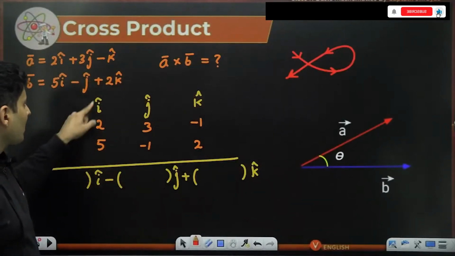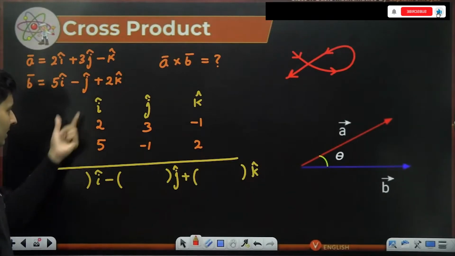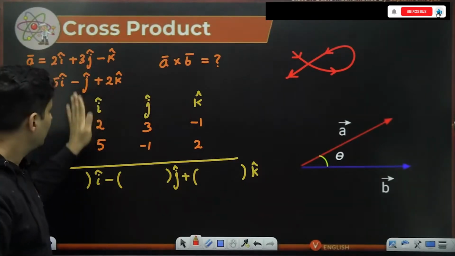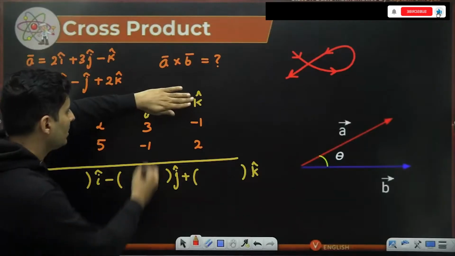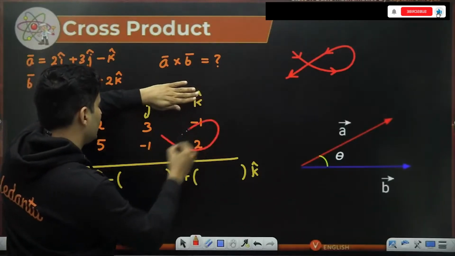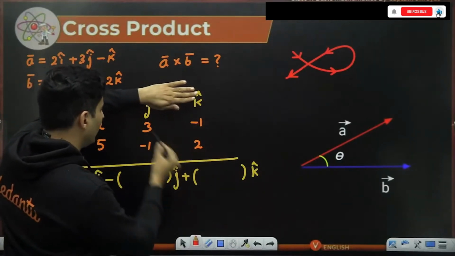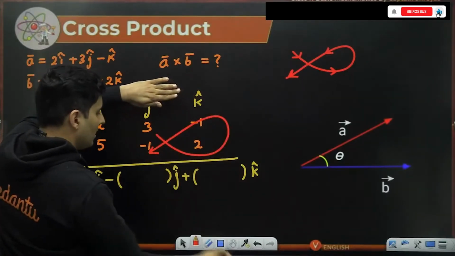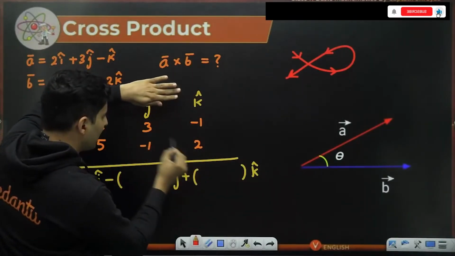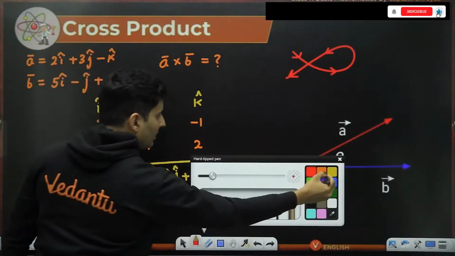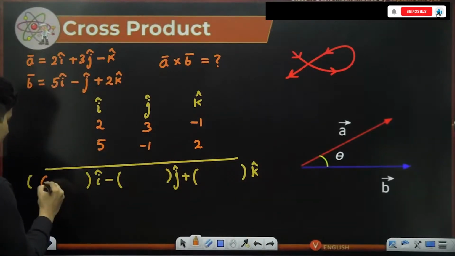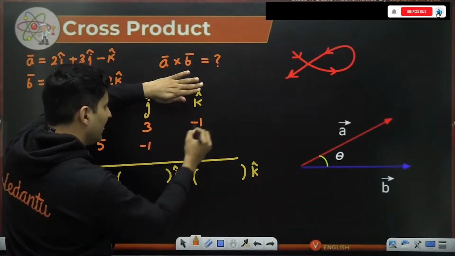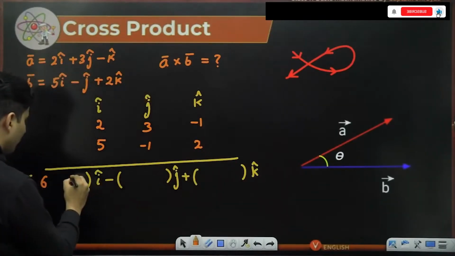How? I will tell you. When you want to find the first bracket, let's say for i cap, ignore this and ignore this. Ignore this and ignore this. You are left with this. Just go like this, guys, just like this cross. When you go like this, multiply these two. 3 twos are how much? 6. When you again go like that, cross, minus 1 into minus 1 is plus 1. And now just subtract them.